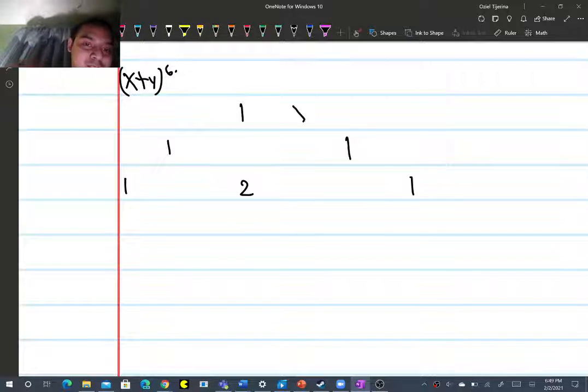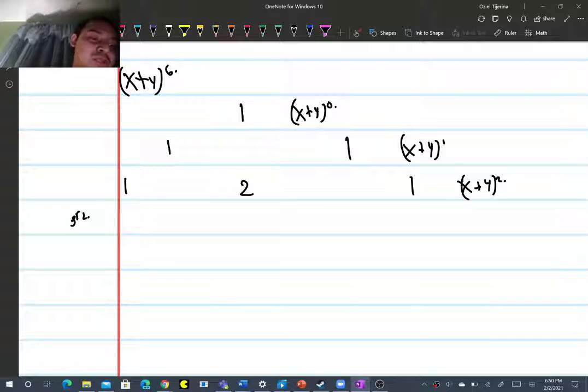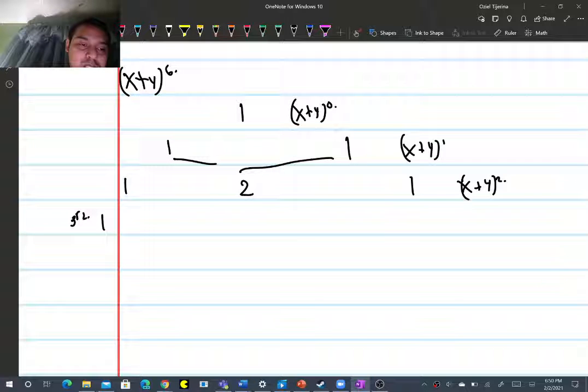So basically this is x plus y to the 0th. This is x plus y to the 1st power. This is x plus y squared. And then for the 3rd term, it would be a 1 right here. Think of it as you're basically adding each term, and then you're doing it for this one right here.